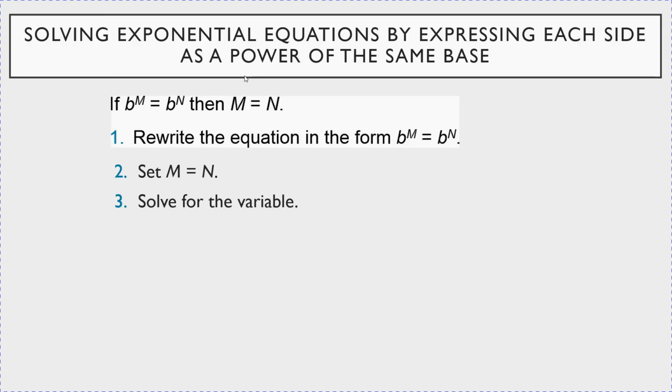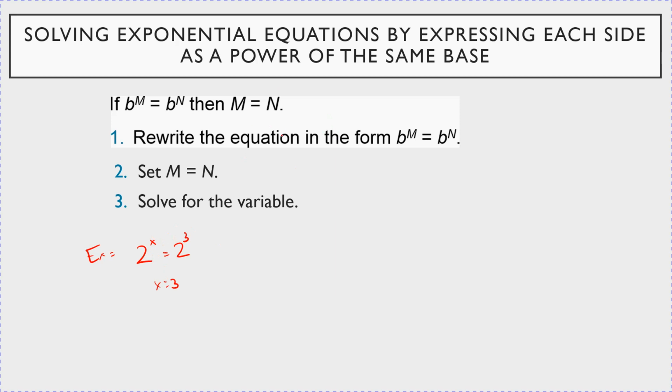This is solving exponential equations by expressing each side as a power of the same base. Here's the deal. If b to the m is equal to b to the n, notice the bases are the same. For example, 2 to the x power is equal to 2 to the 3. Then it just has to be that the exponents, m and n, are equal. So you can see that x is equal to 3. If the bases are the same, then the exponents have to be the same.